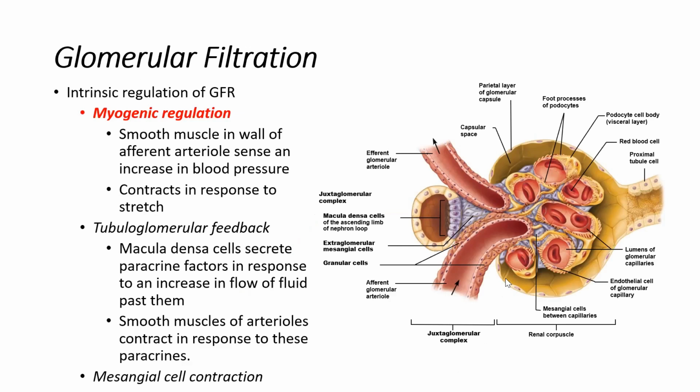And that is what's going to keep my GFR from rising. It's going to lower my GFR, putting more resistance on that vessel and preventing more blood from being filtered. Okay, so even though my mean arterial pressure goes up, my GFR is actually going to stay the same because of this myogenic response of the afferent arterioles.